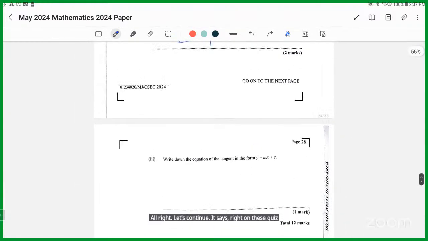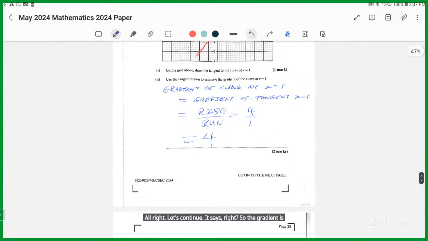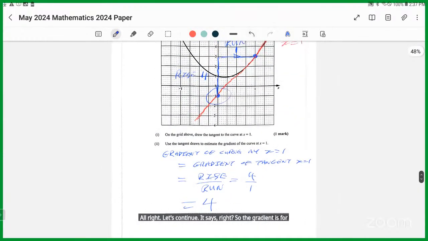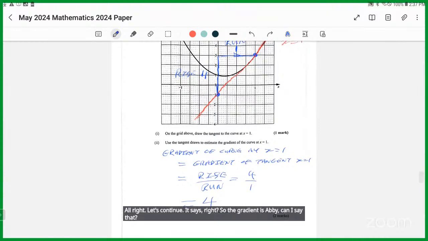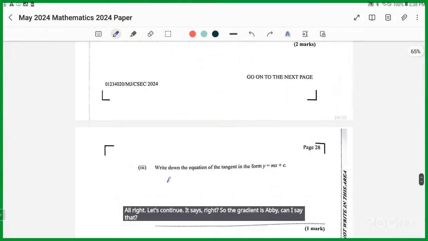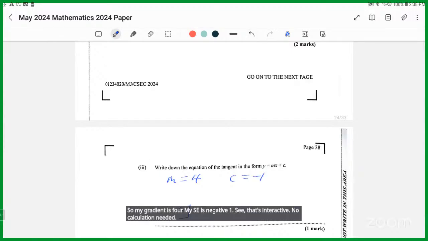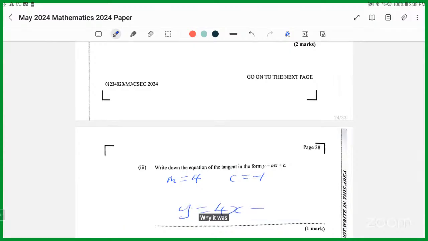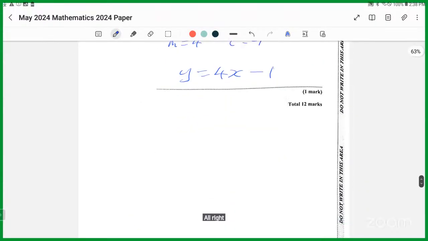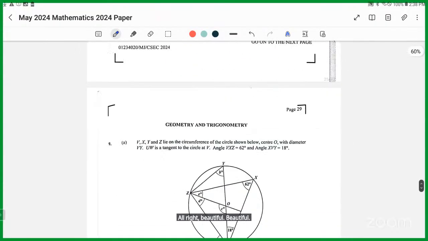So the gradient is 4, and it passes through -1. Anybody can see that? So my gradient is 4, and my c is -1. That's something to write down. No calculation needed. y equals 4x minus 1. That's it. So that's why you need to extend the tangent, so it passes right through the graph. They can see it cuts the y-axis. All right, beautiful. Next one.